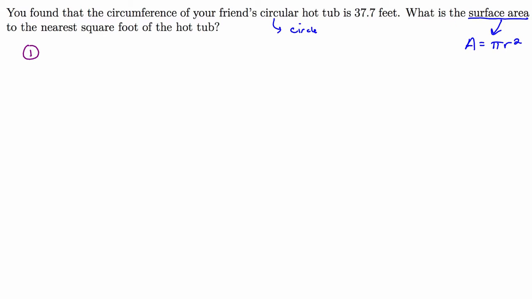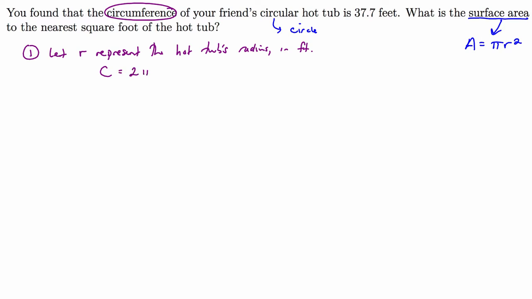I will still approach this as a formal word problem. Since I am trying to figure out what the value of r is, I will let r represent the hot tub's radius in feet. Knowing that we're working with the circumference of a circle, and the formula for the circumference is that the circumference is 2 pi r, I can substitute 37.7 in for the circumference. In doing so, the only variable left in this particular equation is the r.